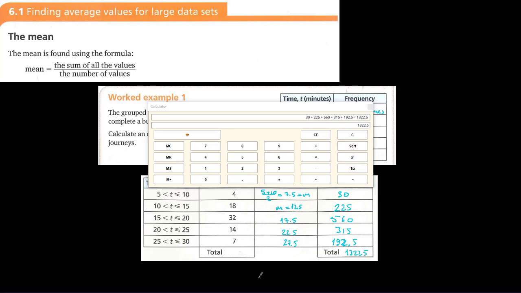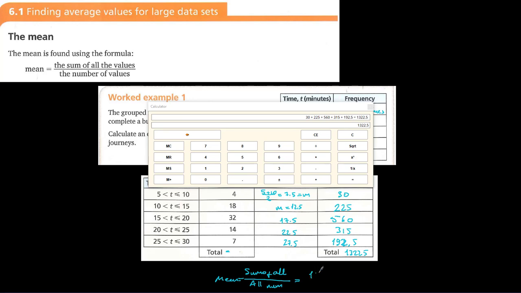So the mean value is equal to the sum of all divided by the number of all values. Here 4 plus 18 makes 22. 22 plus 32 is 54. 54 plus 14 is 68. 68 plus 7 is 75.